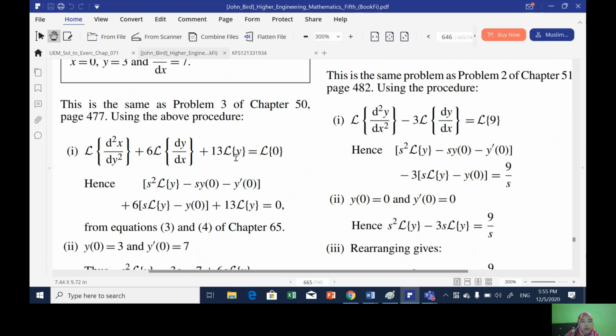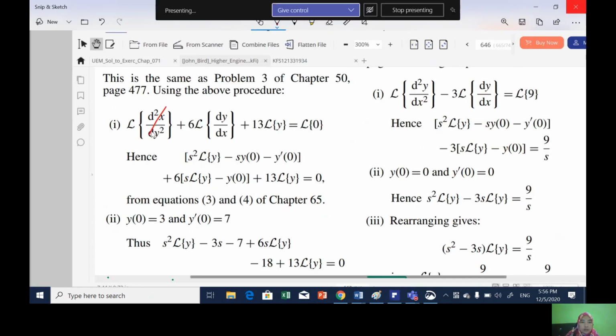This is a correction. This one should be written as d squared y over dx squared, not d squared x over dy squared. There is a mistake here. So this is the original equation, and we apply the Laplace transform to everything on the left hand side and the right hand side.